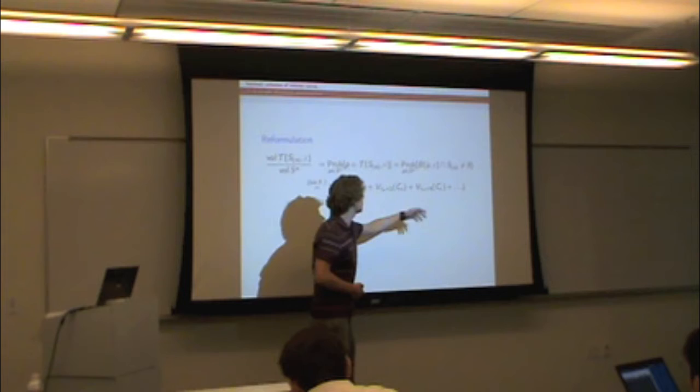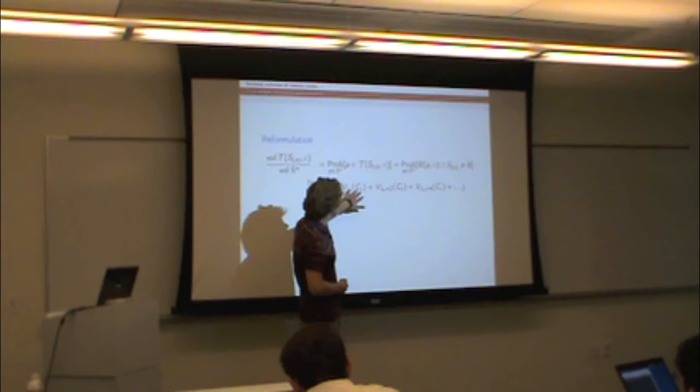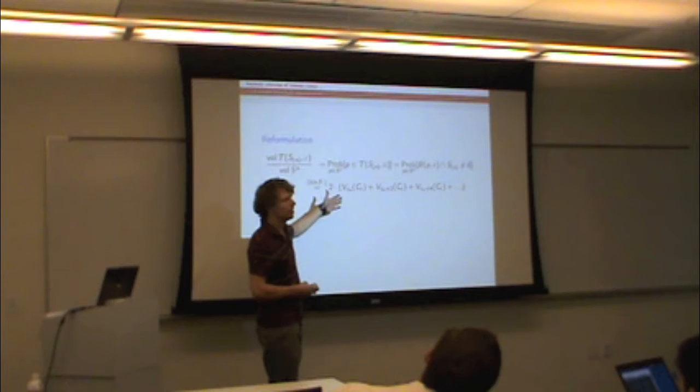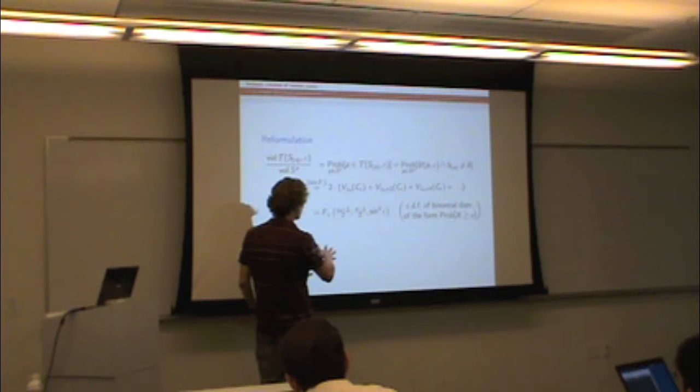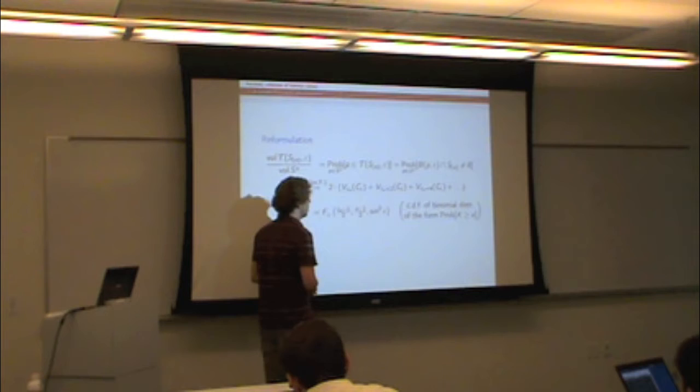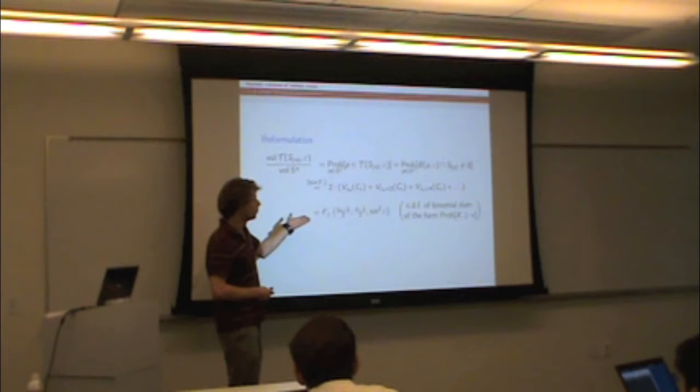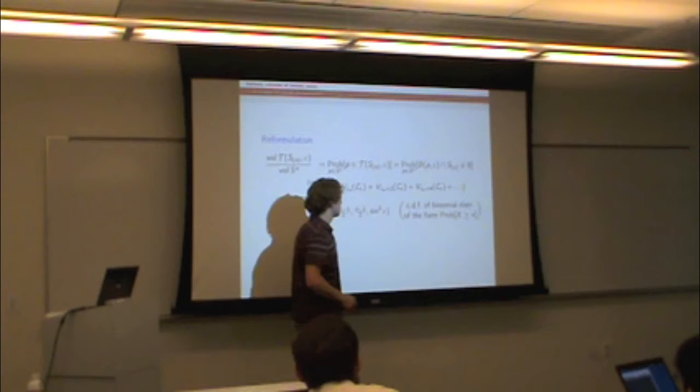But now, what do we have here? So these are intrinsic volumes of circular cones, right? And we've seen before that the intrinsic volume of circular cones is basically just the binomial distribution. So now we get the sum of the binomial distribution. And what you get here is basically the cumulative distribution function of this binomial distribution, of the form probability that X is greater than little x, because we're adding up to the right.